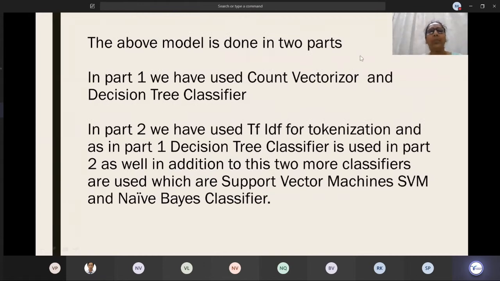The above flowchart, that is the model, is done in two parts. In part 1, we have used the count vectorizer and decision tree classifier. Then in part 2, we have used TF-IDF for tokenization, and as in part 1, the decision tree classifier is used in part 2 as well, along with two more classifiers which are support vector machine and naive Bayes classifier.